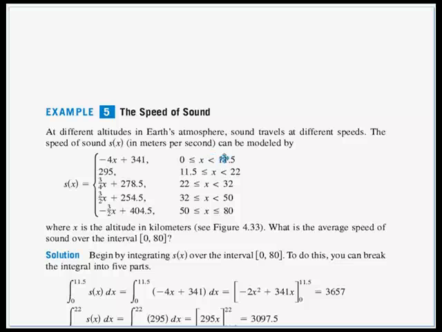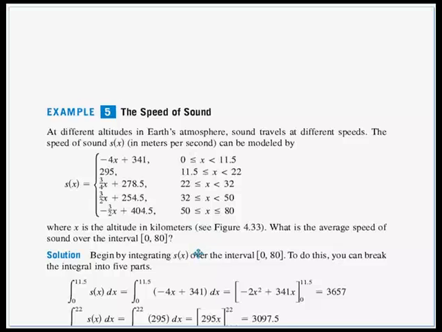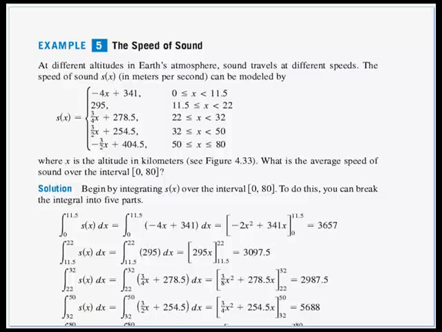So if you're between 0 and 11.5 kilometers, the speed of sound is modeled by the function negative 4x plus 341. If you're between 11.5 and 22 kilometers of altitude, the speed of sound is 295. Between 22 and 32 kilometers it's 3/4 x plus 278.5, and so on up to 80 kilometers of height. So where x is the altitude in kilometers, what is the average speed over this interval? From 0 to 80 kilometers, what's the average speed of sound?